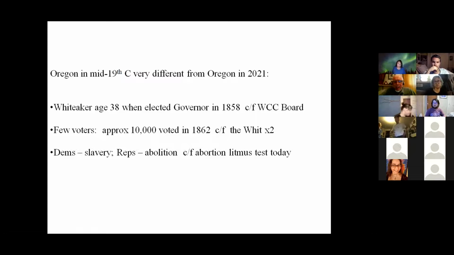for governor in 1862. Also, Democrats back at that time were in support of slavery, and generally backed the southern states in the Civil War. The Republicans were generally abolitionists. The issue of abolition was very much like the litmus test issues of the day, like abortion today. When you're looking at a politician, looking at what their position is on particular issues, abolition was one of those litmus tests at that time.